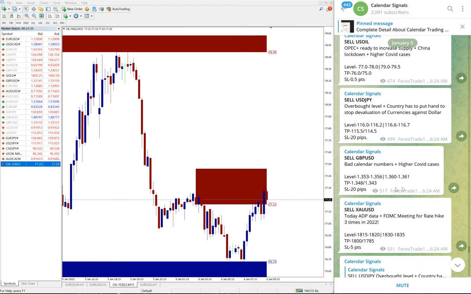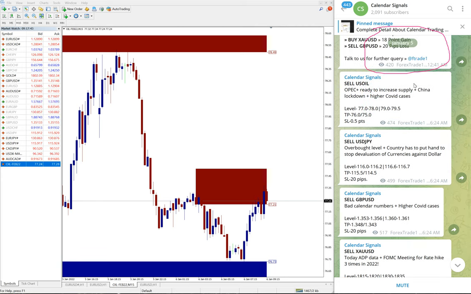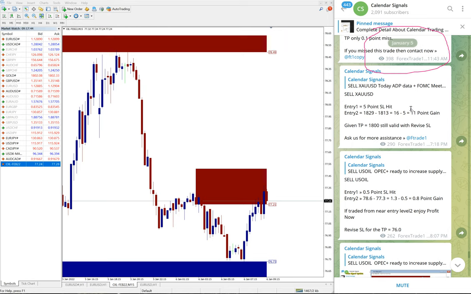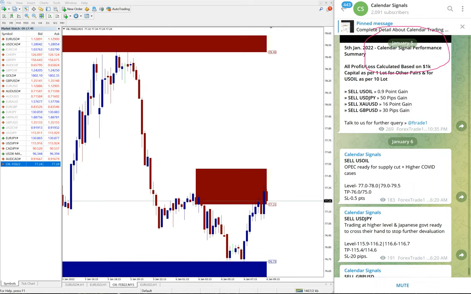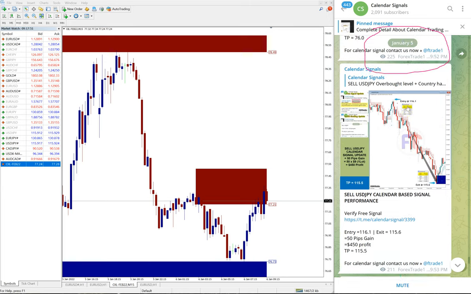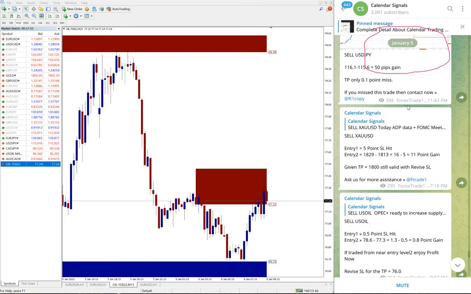Yesterday is January 5. You can see the date pop up here, January 5. In this area, you can see the date pop up as I scroll. You see January 5 here, and today is January 6. We are going to show you the performance of yesterday's signals.